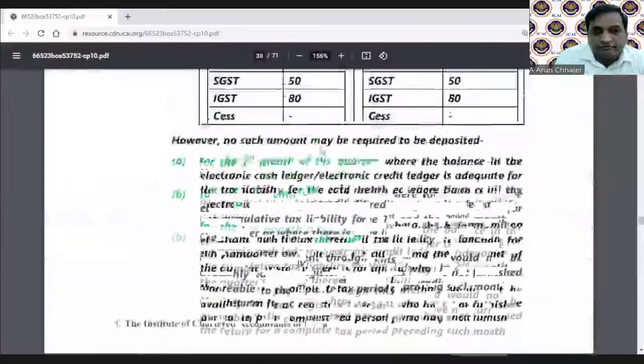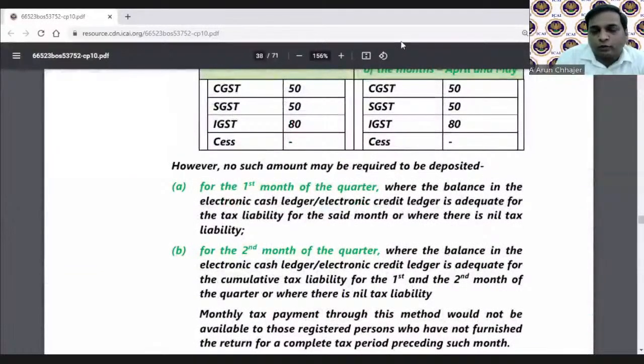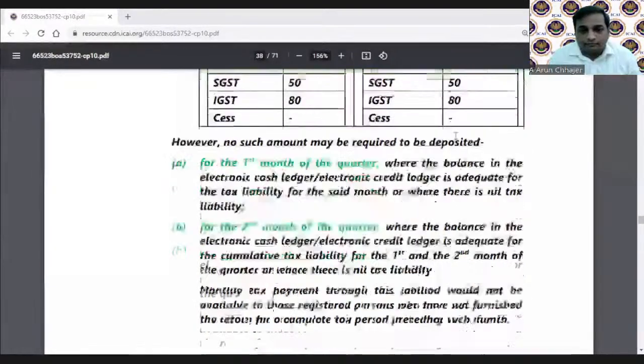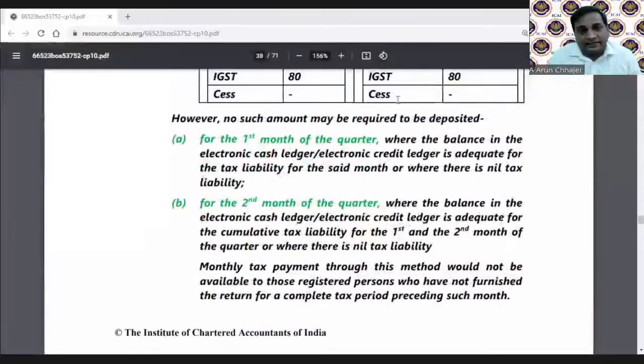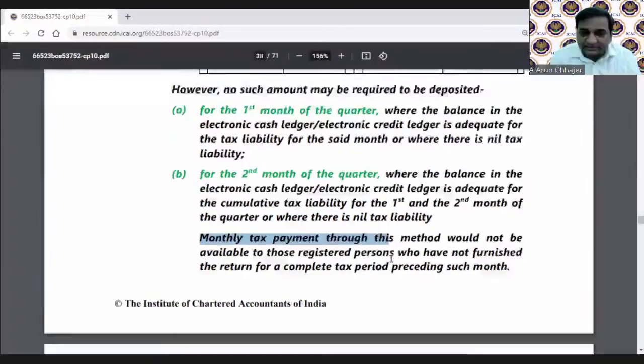This is saying that no such amount would be required to be deposited where the balance in the cash ledger or credit ledger is adequate. Suppose you have a sufficient balance in the electronic cash ledger or credit ledger, you are not required to pay. Or if you have a nil tax liability, then again you are not required to pay. The same applies for the second month of the quarter, where the balance in the cash or credit ledger is adequate for the first and second month of the quarter, or where there is nil tax liability.